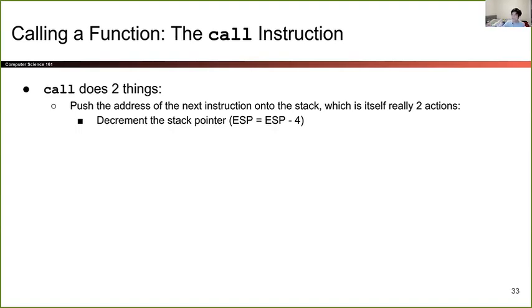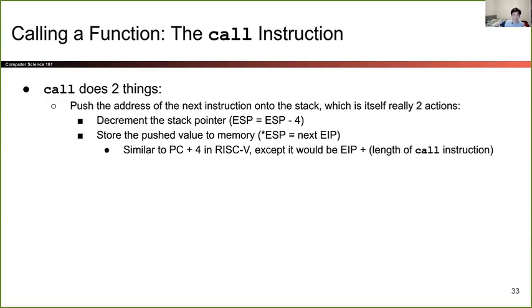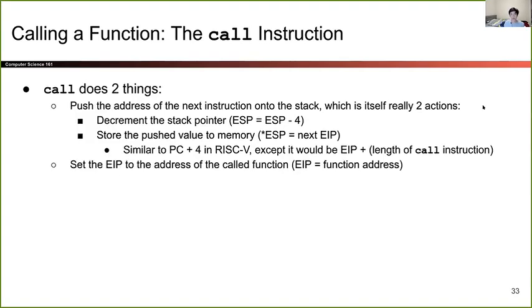First, we need to decrement the stack pointer. So ESP equals ESP minus 4 because we need to allocate space for that pointer on the stack. And then we're going to store that push value to memory. The next EIP is going to get stored to the address that the ESP now contains. Second, the call instruction is going to set the EIP to the address of the called function. So we want to jump to the code that we're calling. So now EIP equals the address of the function.